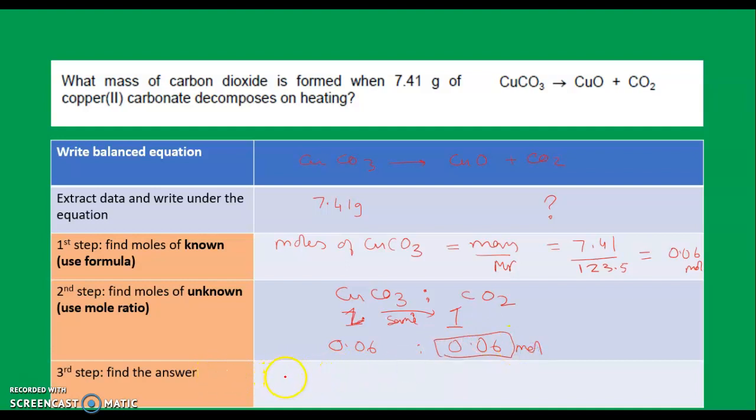To find the answer, what is the question asking you? The question is mass of CO2. Mass is always equal to moles times Mr. You've just found the moles there. So 0.06 times Mr, which is 44. So the answer comes out 2.64 gram.